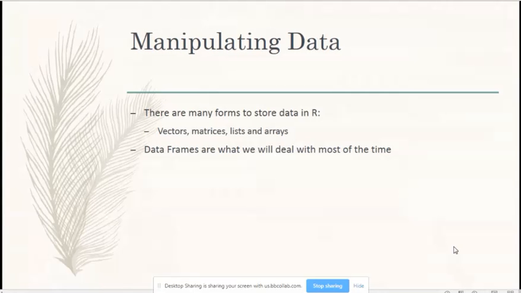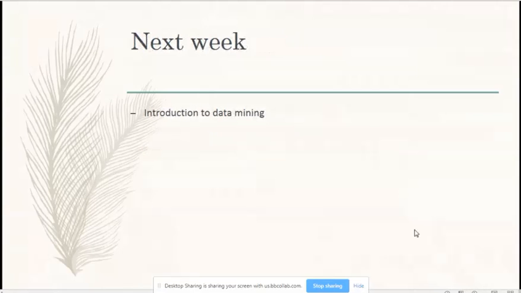So the next part is there are many ways to store data in R, including vectors, matrices, lists, arrays, but most of the time we're going to deal with data frames, which is what we did before. Next week I'll have a little bit longer session going over Chapter 3 in more depth. If you read ahead of time and you want me to cover something in more detail, let me know ahead of time and I'll try to add it to the live session.